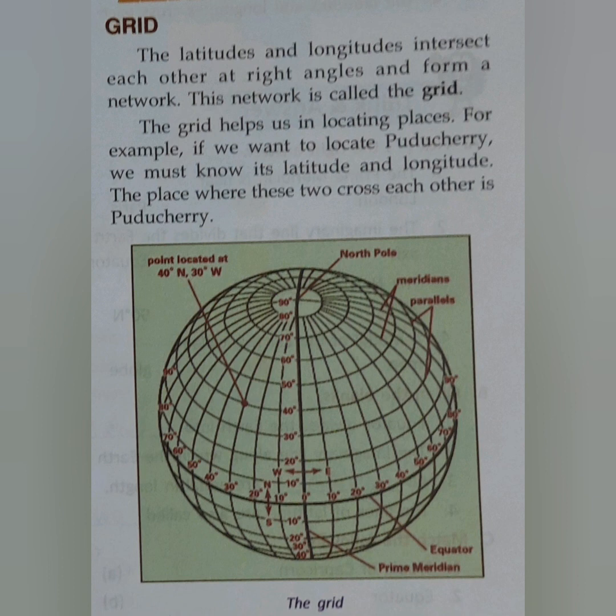If we know the latitude and longitude of a place, we can locate it accurately on the global grid. For example, students, if we want to locate Pondicherry, we must know its latitude and longitude. If we know them, then we can easily find the location of Pondicherry. The place where these two lines, latitude and longitude, cross each other is Pondicherry.